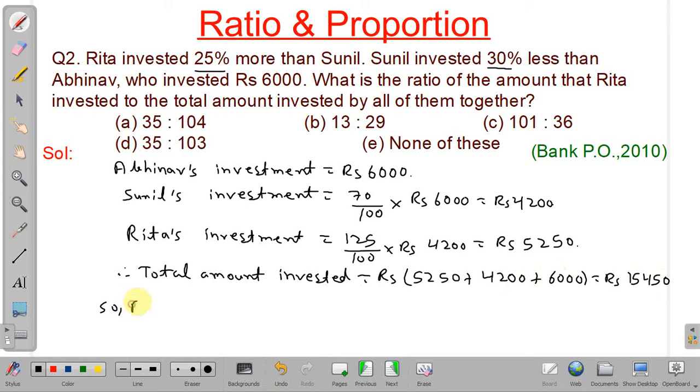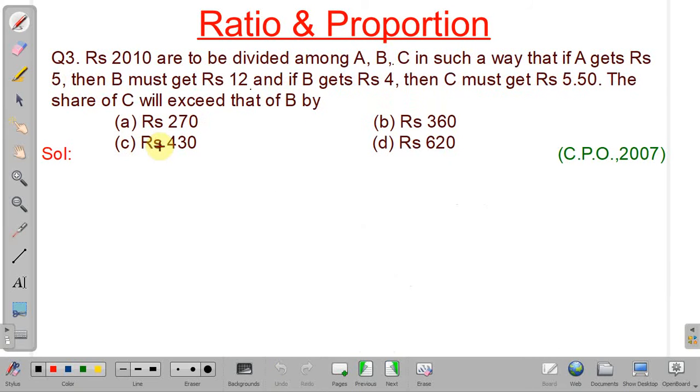So the required ratio will be equal to the amount invested by Rita, that is 5250, ratio total amount invested, that is 15,450. So after simplification we will get 35 ratio 103. So our answer will be option number D. We will discuss the next problem.